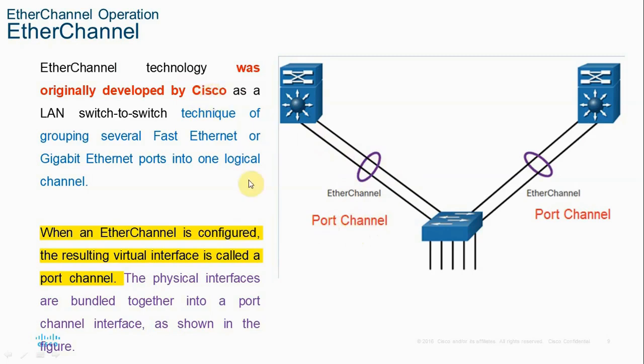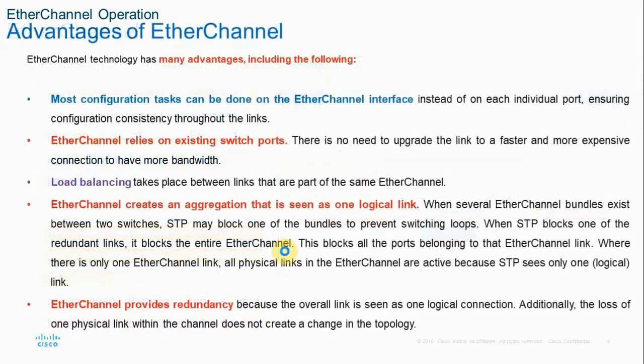Who developed this? Cisco. Why do we need this? One reason is redundancy. Another reason is that bandwidth will be increased. We can even group Fast Ethernet or Gigabit Ethernet ports. Then the advantage is that it relies on existing switch ports. I don't want to add any special feature for the port. You can use the same existing ports, and it creates an aggregation as a single logical link. So as I told you, two physical links combined form one port channel or single logical link. It provides redundancy. We have two links now. If one link is down, you can use the other link.